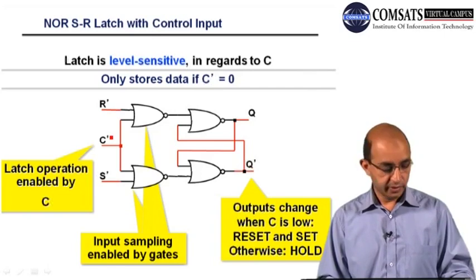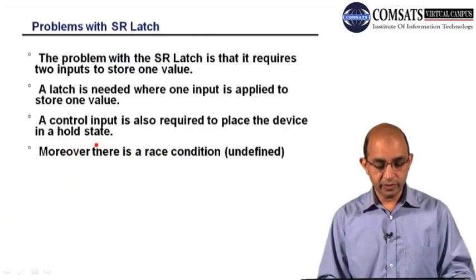So you can see that the input is being allowed or gated whenever we have this 0. The input will be passed to the next state whenever C is 0, because this is active low.